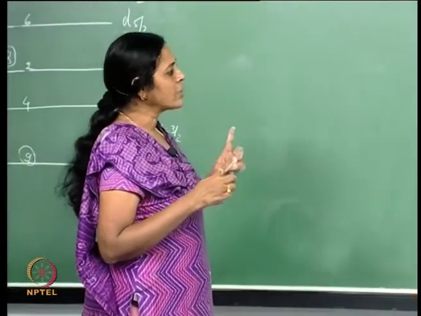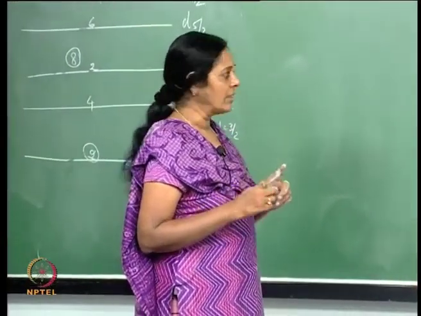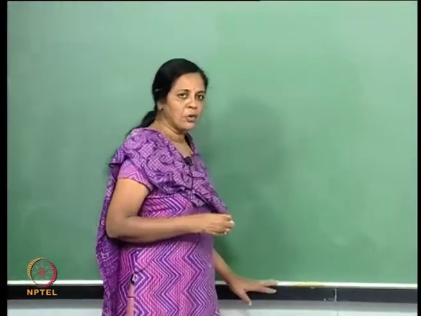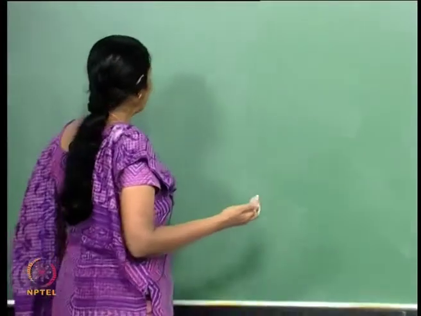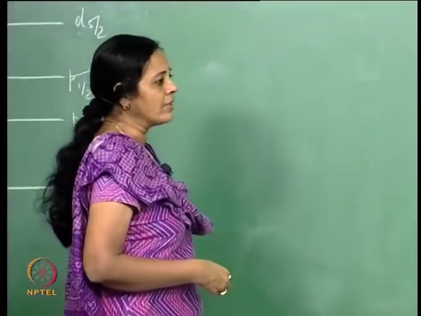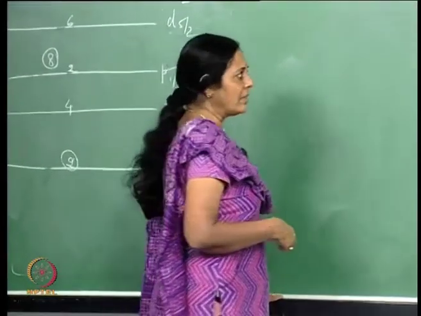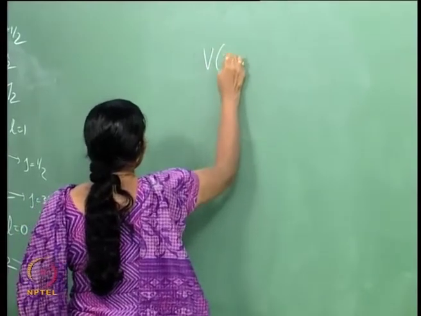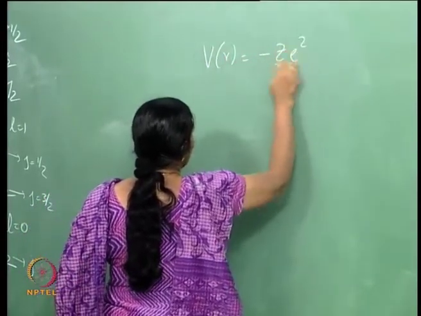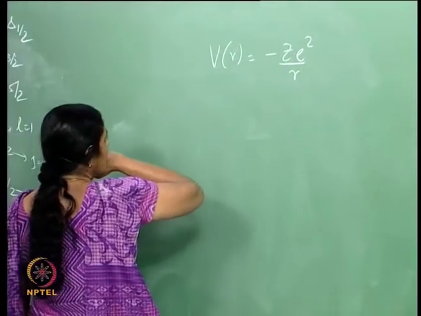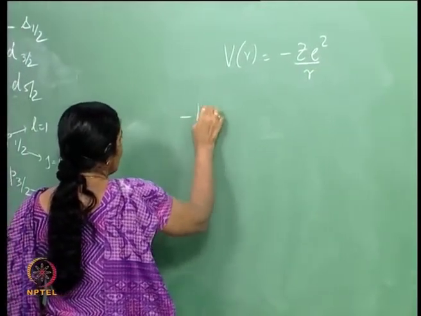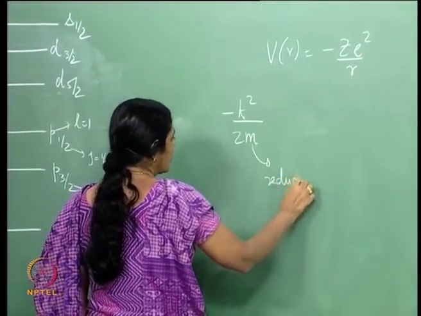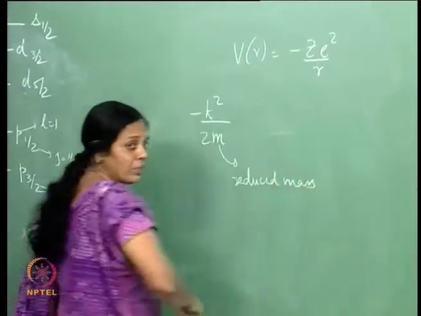So, in order to explain how exactly n and L are related, let us go back to a simple problem, the hydrogen atom problem, and while we solve the radial equation there, you will see how exactly n and L are related. So, in the hydrogen atom problem, the potential is minus Z e squared by r, and the Schrodinger equation is minus h cross squared by 2m, where m is the reduced mass. We are working with the equivalent one body problem.